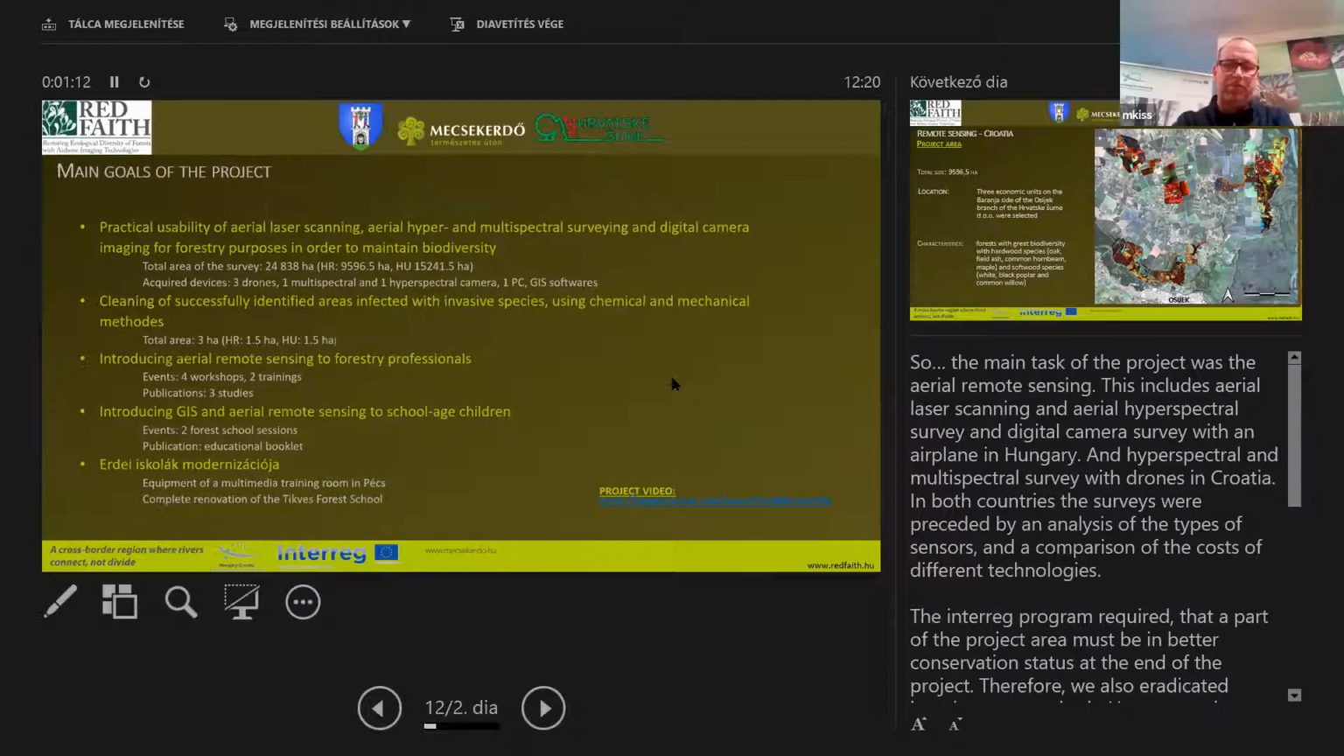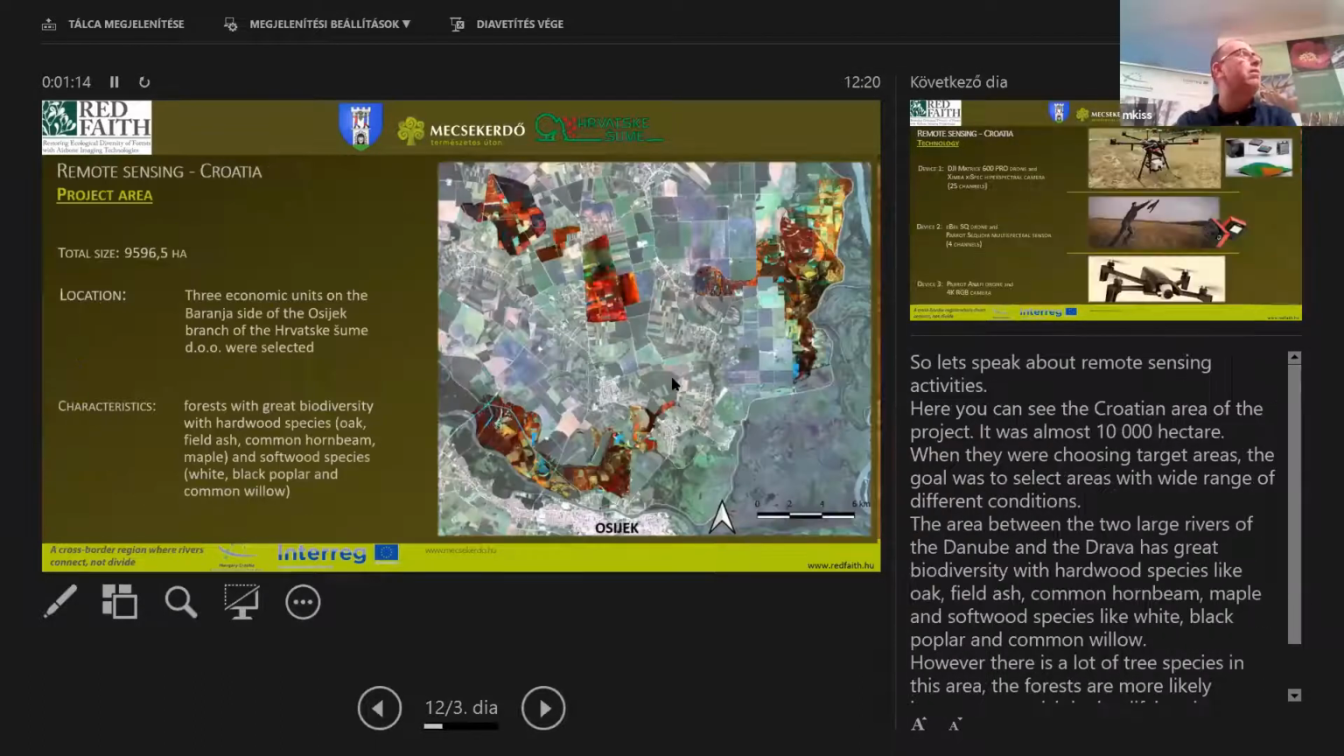So let's speak about the remote sensing activities. Here you can see the Croatian area of the project with almost 10,000 hectares. The area between the two large rivers, Danube and Drava, has a great biodiversity with hardwood and softwood tree species. The forests are mostly homogeneous, which simplifies the remote sensing data processing.